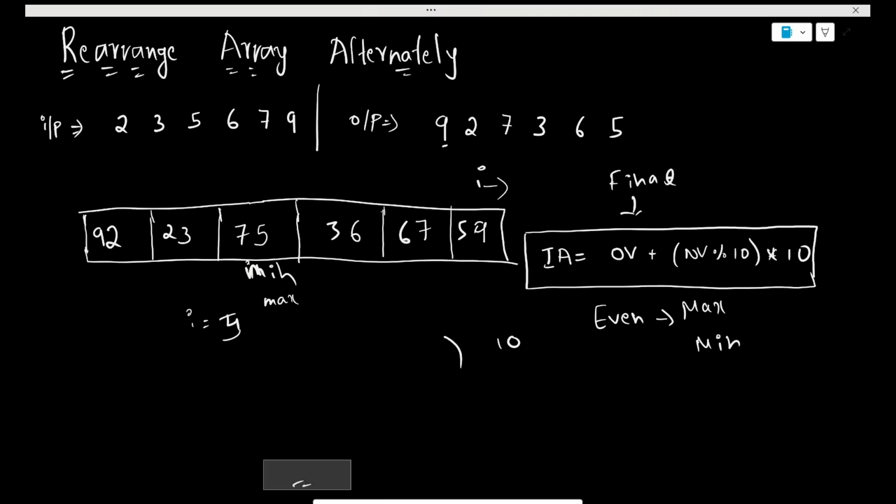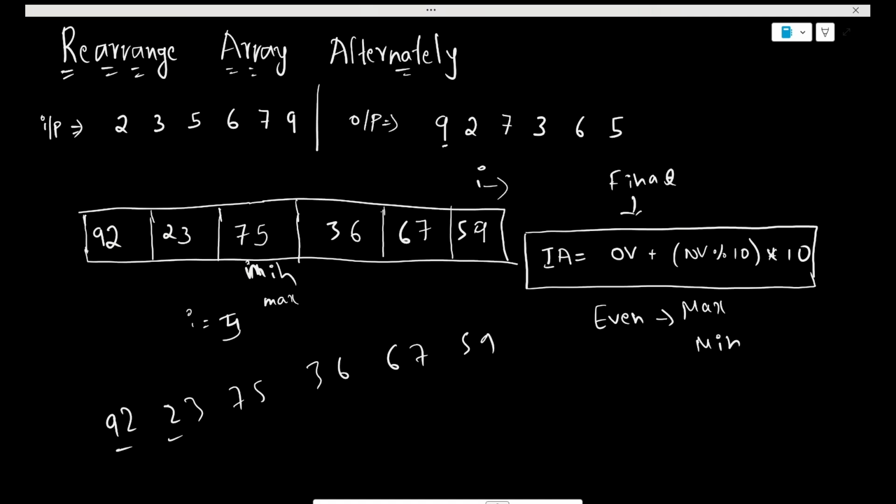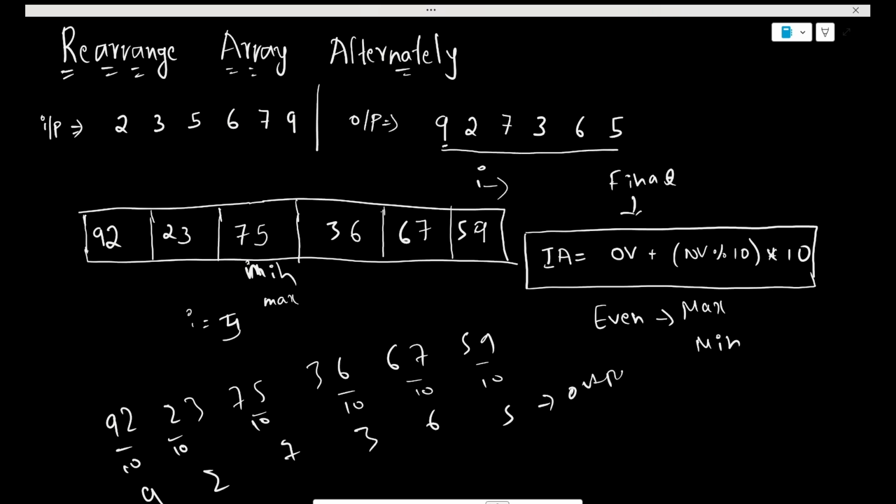What's our final answer? 92, 23, 75, 36, 67 and 59. I divide all the numbers by 10. We will be getting 927365. So this is the output. Completed. So this is how the algorithm works, and this is the final formula. If you didn't understand now, you can play the video from the beginning onwards and concentrate on what I have done.